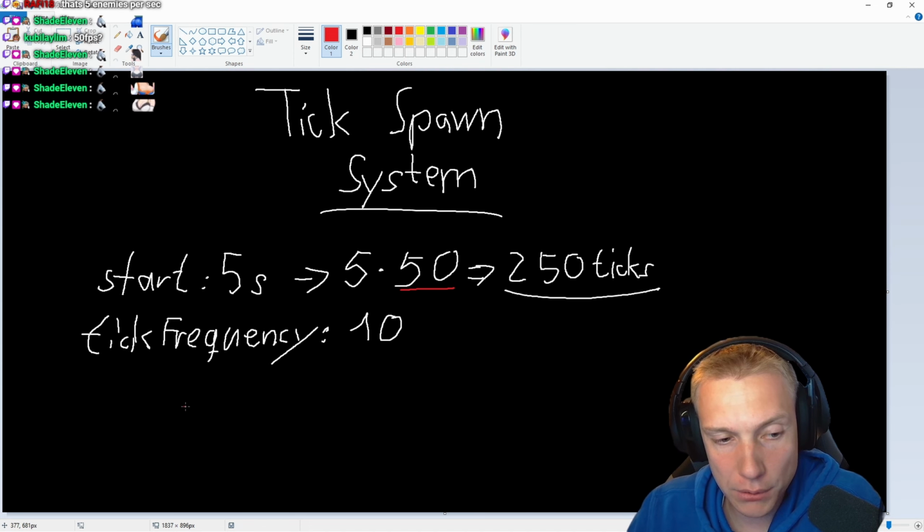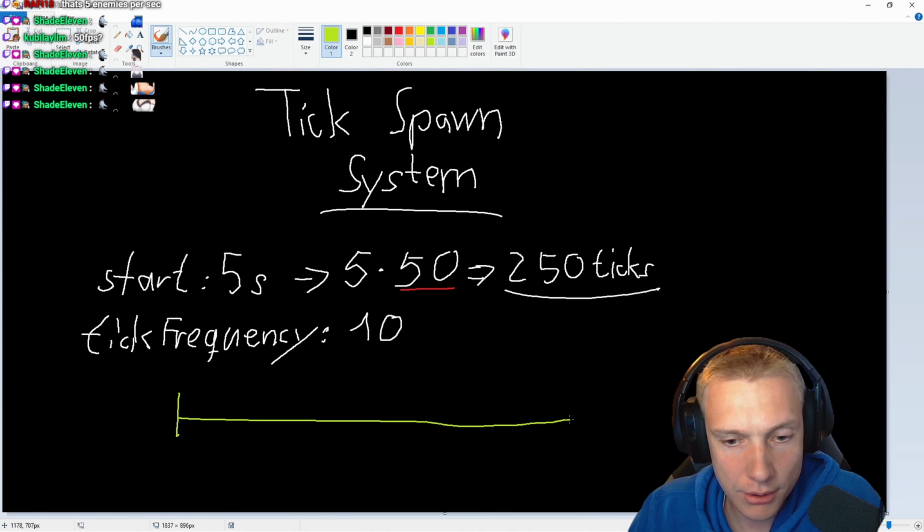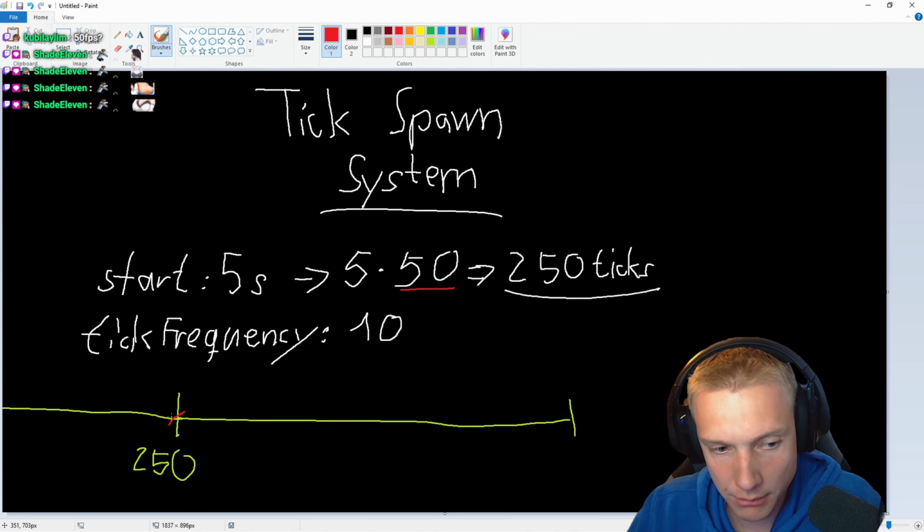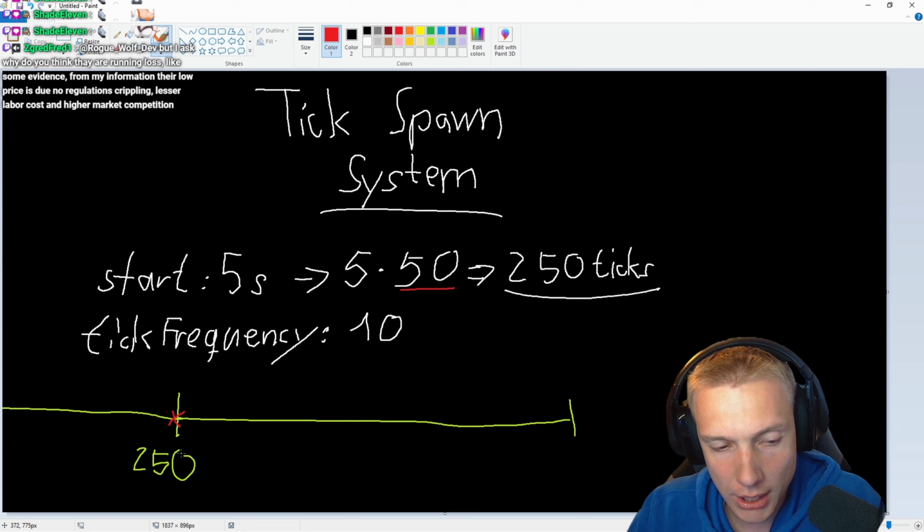Now, we would have to figure out one last thing at this point. Do we start here? If this is the time and this over here is 250, right? This is the entire time, and somewhere here in the middle is 250. When do we start spawning? Do we spawn here? Or do we start at 250 plus 10, which would be here? This would be 260.